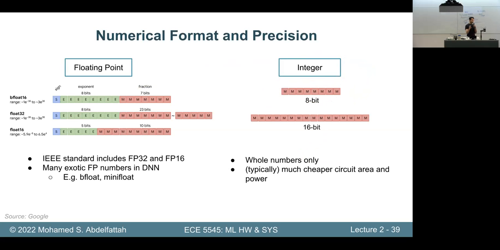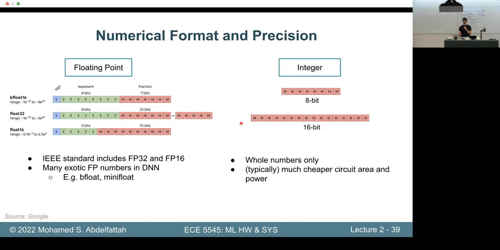So you can go from minus 2 to the power of 7, minus 1, to 2 to the power of 7 if you have a sign bit. If it's unsigned, you can go from 0 to 256, or 0 to 2 to the power of 8 minus 1. This is typically also much cheaper in terms of circuit area, because computing the addition or the multiplication between those numbers is only operating on a mantissa. That's highlighted here by the color of these bits. The bits are just a single type of bit, which is the mantissa. And as we'll see, it's much more efficient.